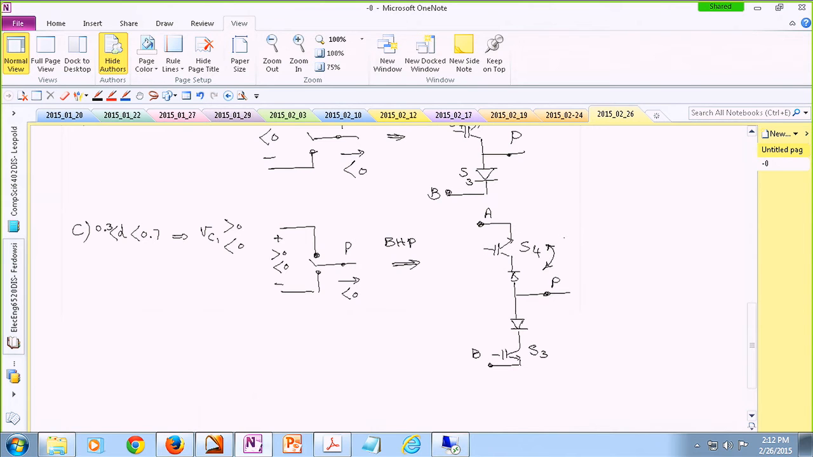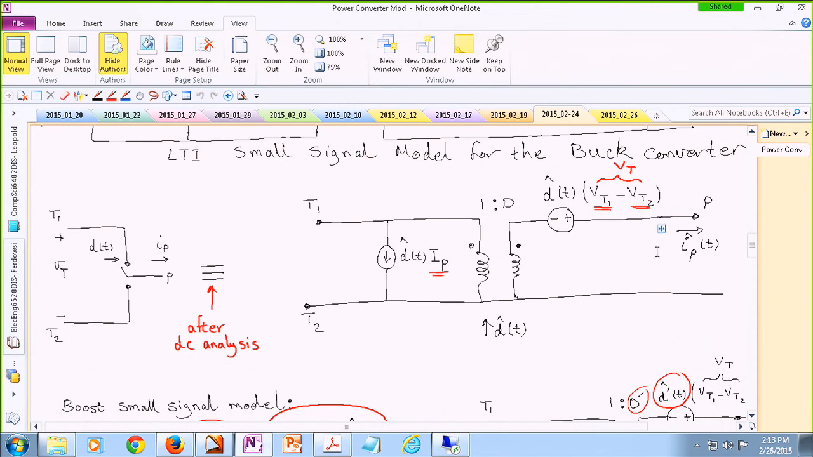Oh, yeah, absolutely. That's what I said. I'm drawing them slightly different than I was drawing it in the class. So these are two series elements. You can put the diode on top and the switch in the bottom. Is that your question? Yeah, you can do that, absolutely. Okay, so let's move on to our lecture.